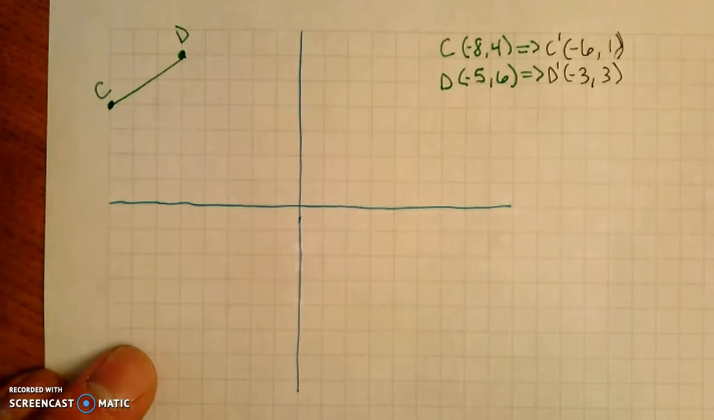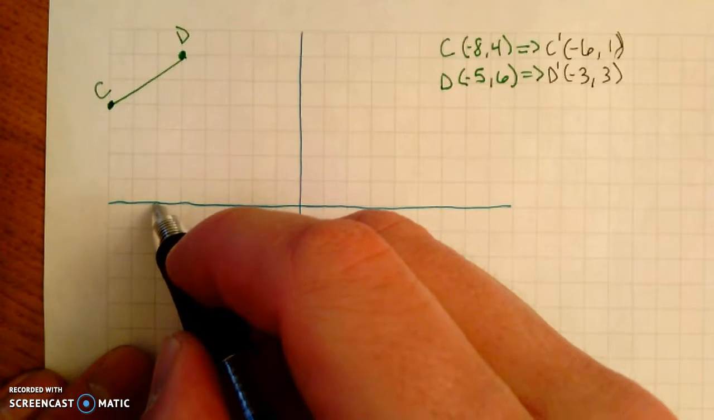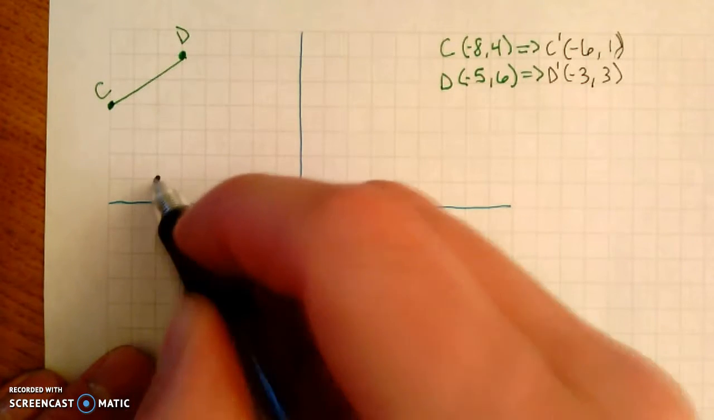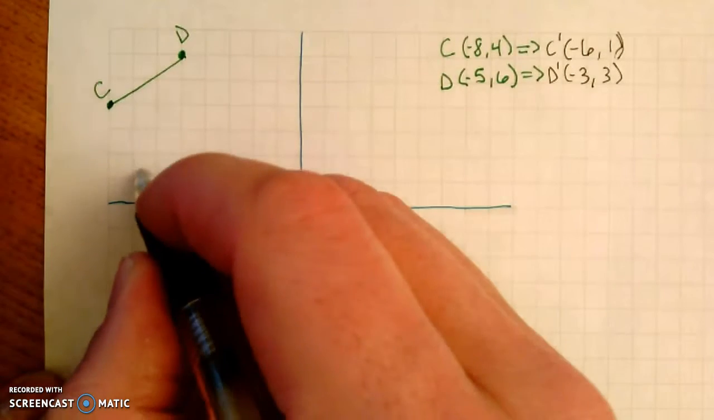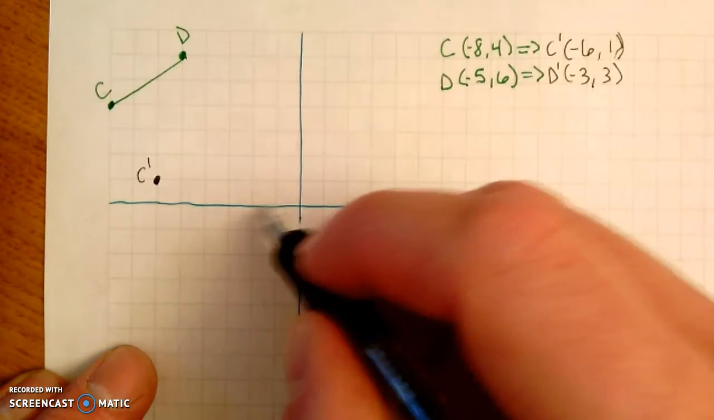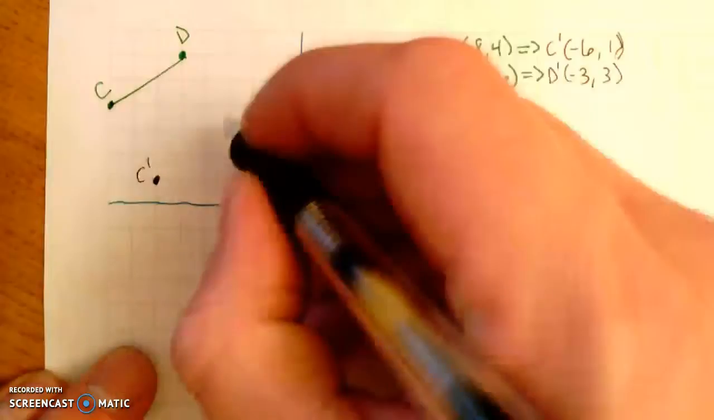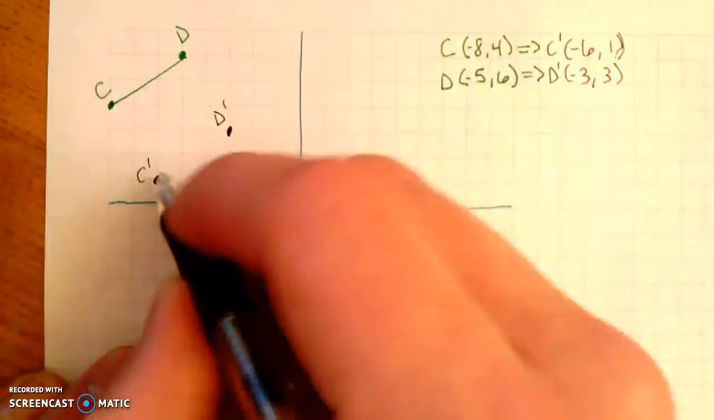So let's go plot that. We've got 1, 2, 3, 4, 5, 6, 1. So here we have, this is C prime, and -3, 3. 1, 2, 3, 1, 2, 3. Here we have, and this is D prime.